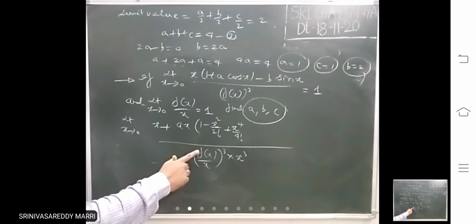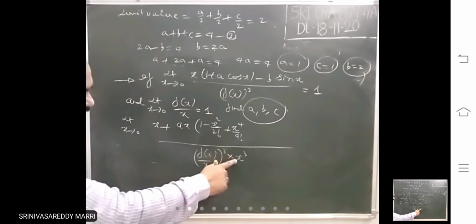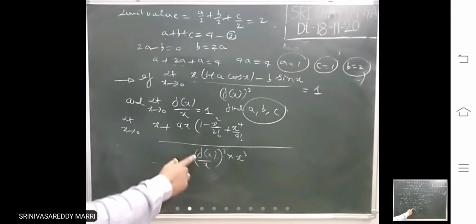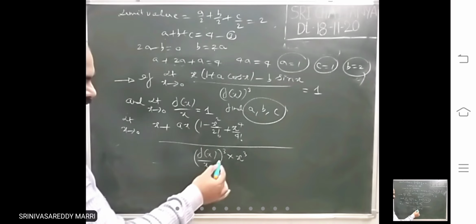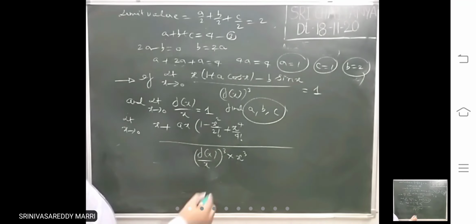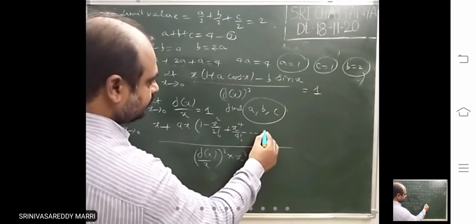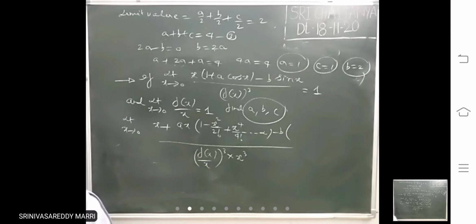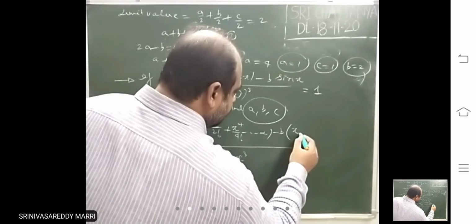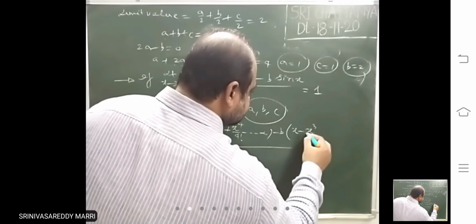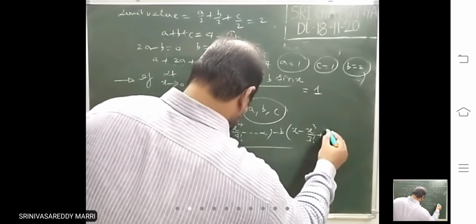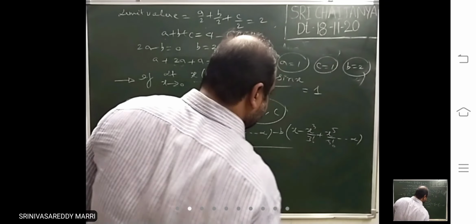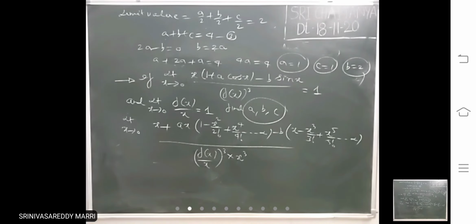That means I am rearranging this as f of x by x whole cube into x cube. This limit is 1. In the denominator the power is x cube. So that means till x power 4 by 4 factorial you write, minus and so on to infinity, minus b into x minus x cube by 3 factorial plus x power 5 by 5 factorial minus and so on to infinity. This limit must be finite.